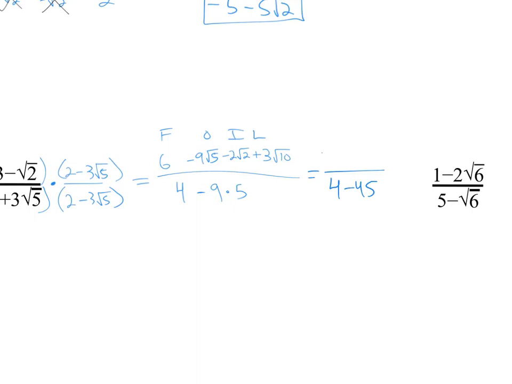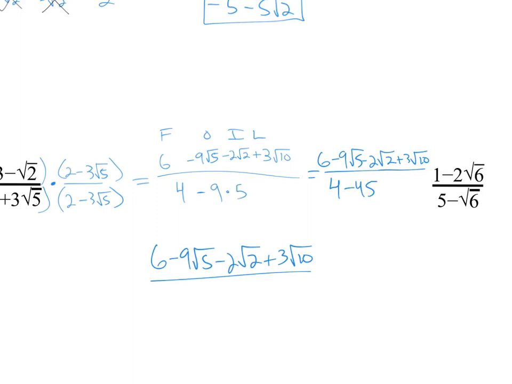So we still have our expression 6 minus 9 square root of 5 minus 2 square root of 2 plus 3 square root of 10 up top. And then lastly, we're just going to simplify the bottom of the fraction there. So 6 minus 9 square root of 5 minus 2 square root of 2 plus 3 square root of 10 all over 4 minus 45, which is going to end up being negative 41.